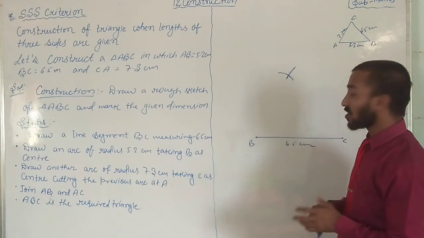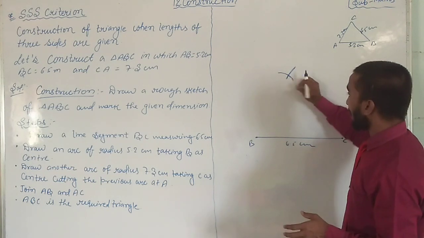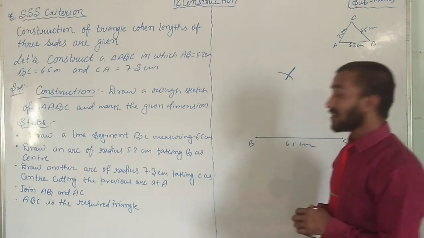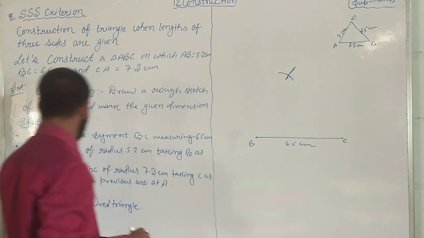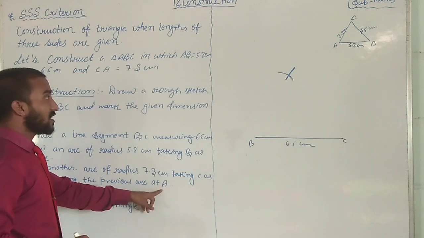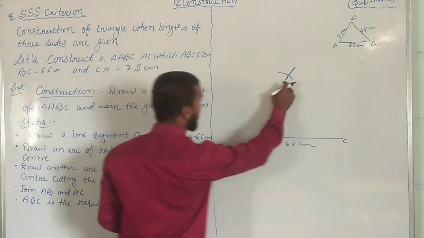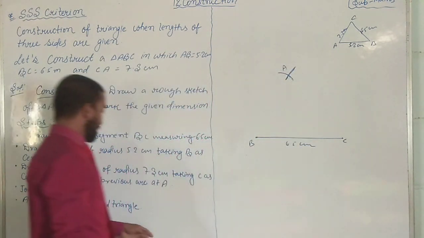Are you getting my point, students? What will happen? That 7.3 centimeter arc will cut on this point. Okay. So, cutting the previous arc at A. Are you getting my points? Now what the previous arc was there? It was A. Let's see.